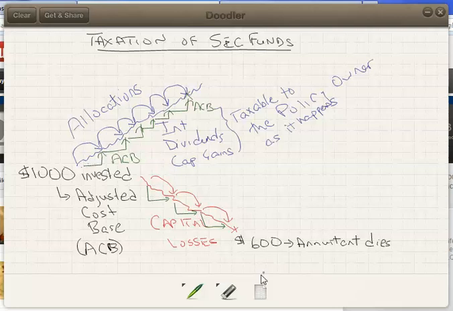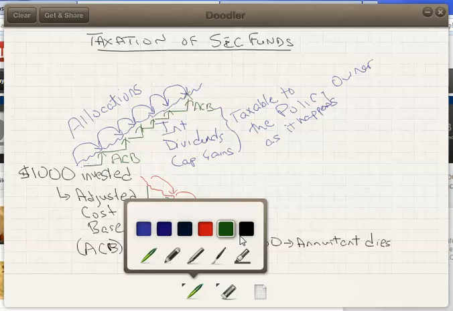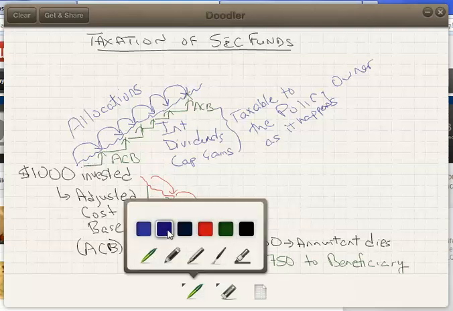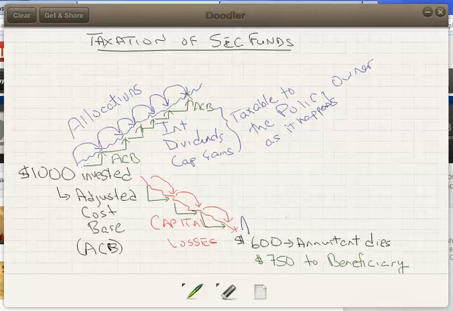If we have a 75% death benefit guarantee, we know this is going to result in $750 paid to the beneficiary. And the beneficiary will receive that money tax-free. They're not going to have any tax consequences. But let's say that our ACB at this point happens to be $620, which would be fairly realistic.